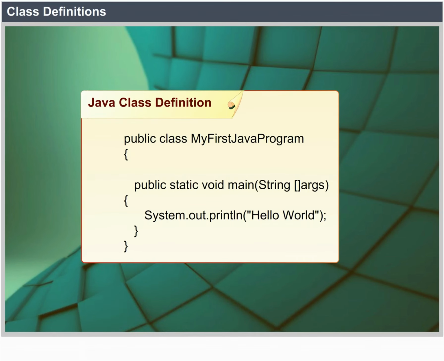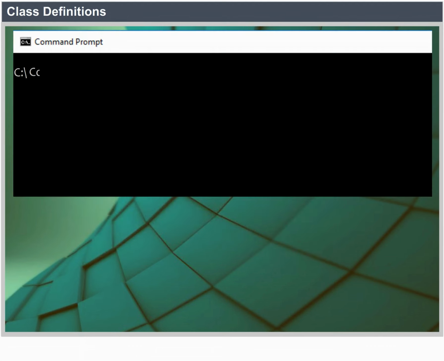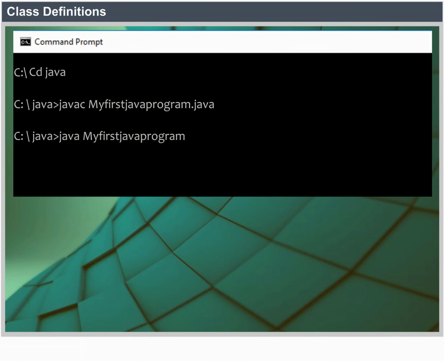Java class definition. public class MyFirstJavaProgram { public static void main(String[] args) { System.out.println("Hello World"); } } To compile the source code, use the following command: javac MyFirstJavaProgram.java. To execute the program, use the following command: java MyFirstJavaProgram. You'll get the output Hello World.